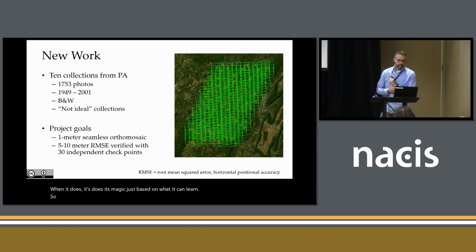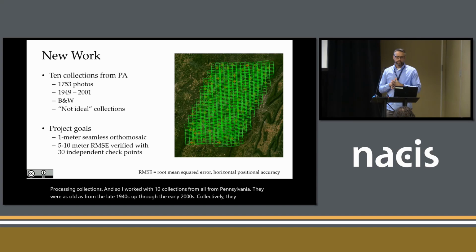So in trying to test these alternative workflows, I really just felt like I needed to start processing collections. And so I worked with 10 collections, all from Pennsylvania. They were as old as the late 1940s up through the early 2000s. Collectively, they represented more than 1,750 photos. They were all black and white. They all followed some form of that not ideal pathway of prints that were scanned on desktop scanners.